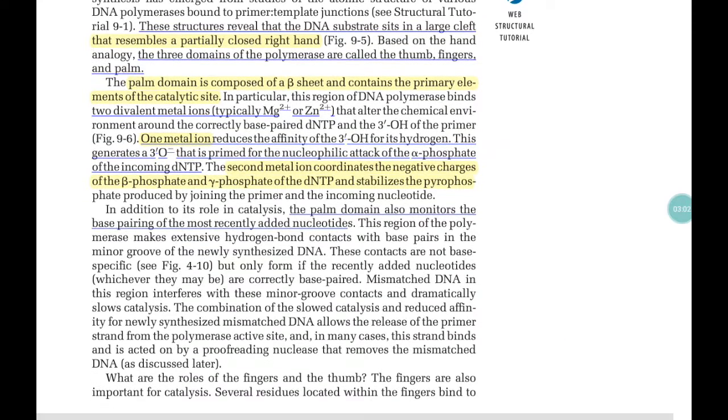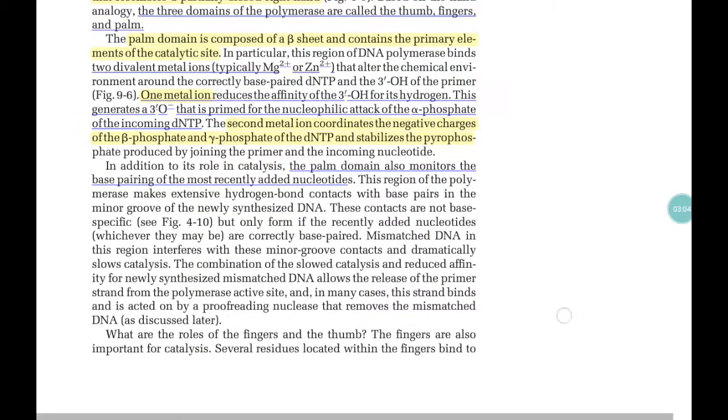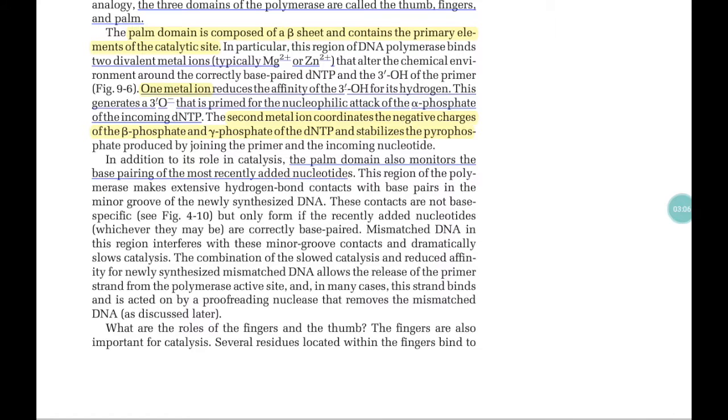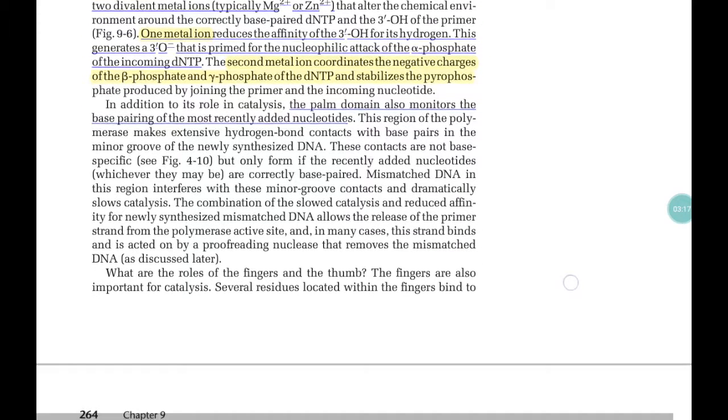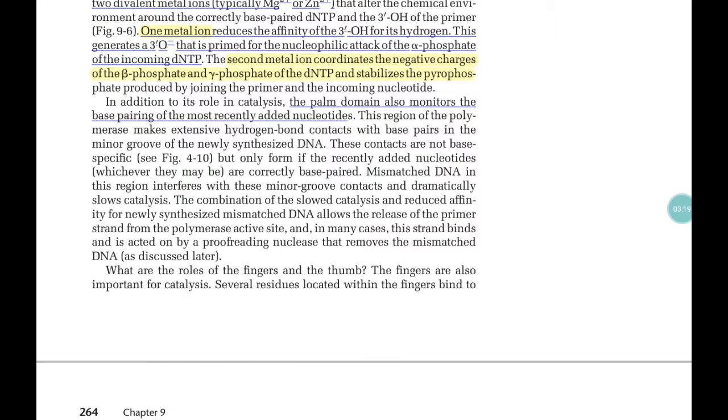Two different metal ions, magnesium and zinc, are involved. One metal ion reduces the affinity of the 3' hydroxyl group for hydrogen. The second metal ion coordinates the negative charge of the beta and gamma phosphates of the dNTP and stabilizes the pyrophosphate. The palm domain also monitors the base pairing of the most recently added nucleotides.